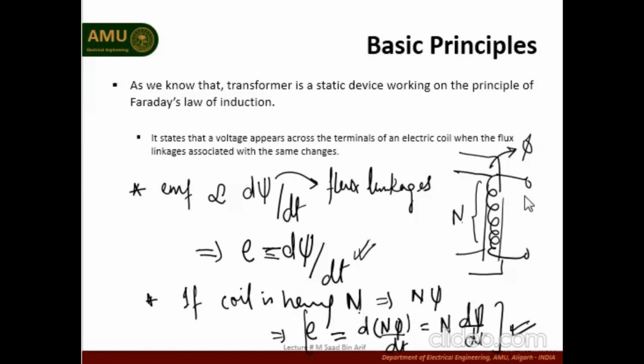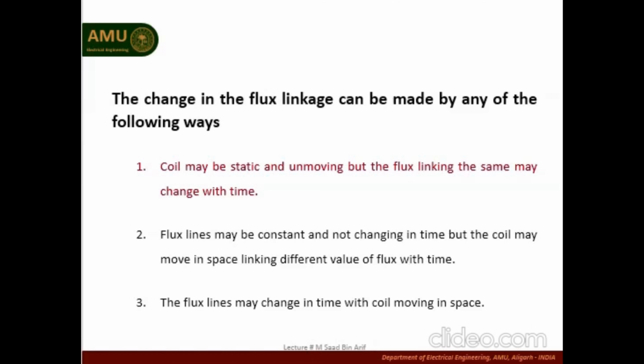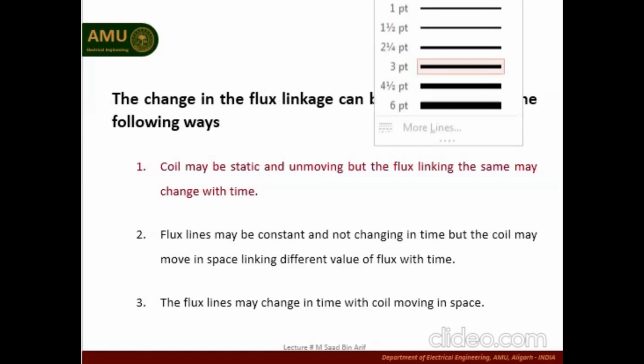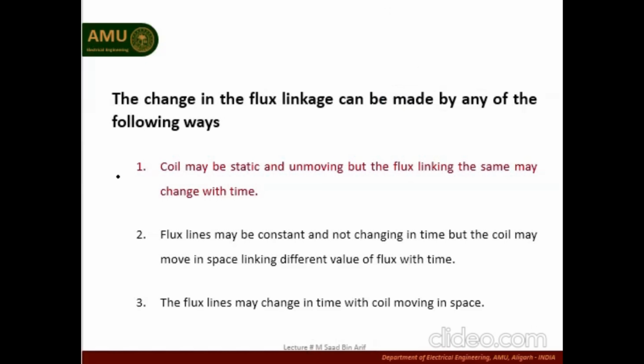The third way of obtaining the rate of change of flux linkage is if we are somehow able to change the flux as well as move the coil. In this condition also, we can easily get the rate of change of flux linkage, and so we can have an induced EMF at the secondary winding. So let us summarize these points. You can find that the change in flux linkage can be made in the following three ways.